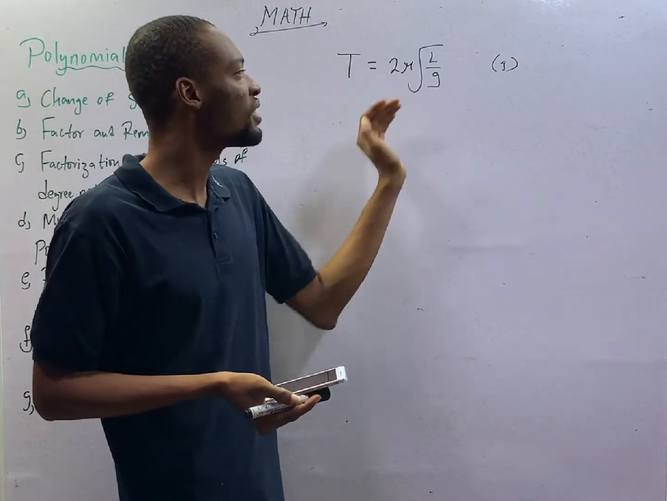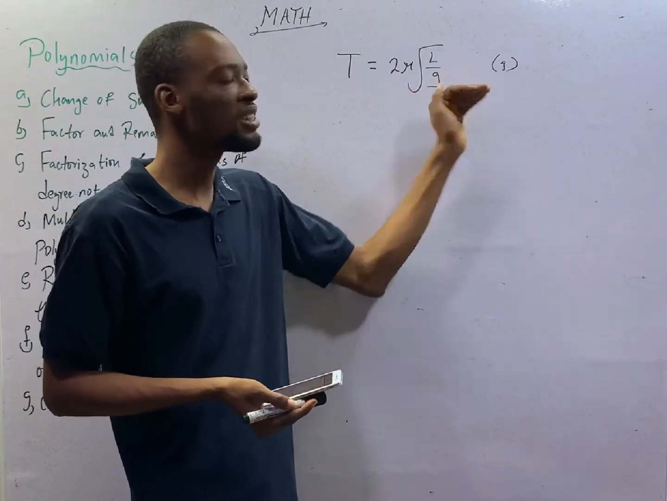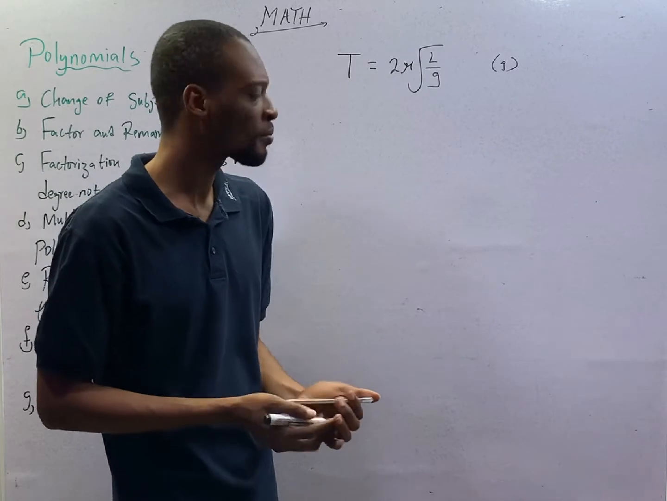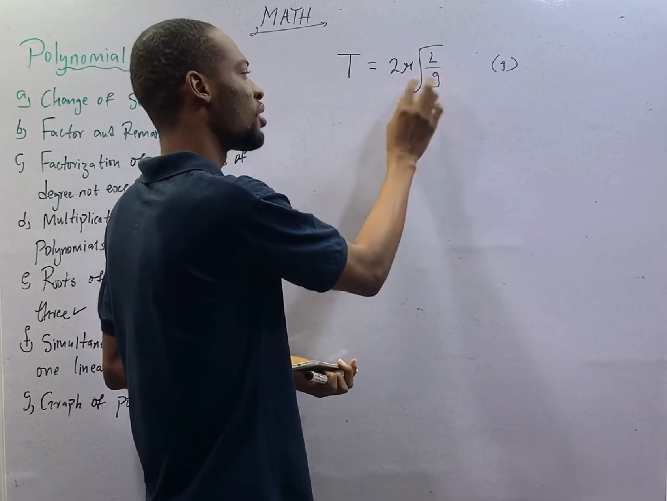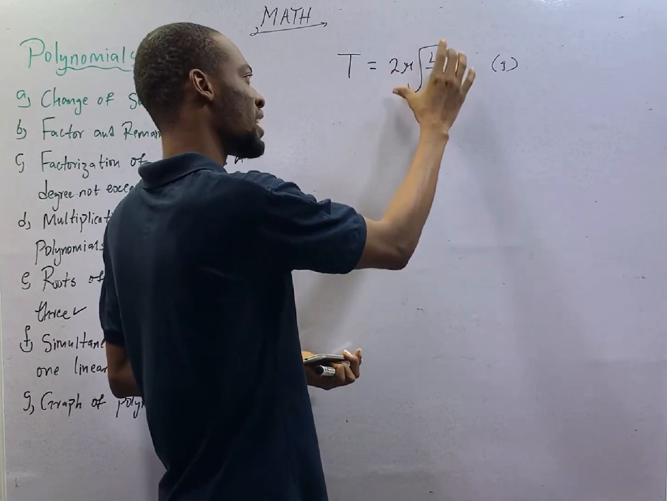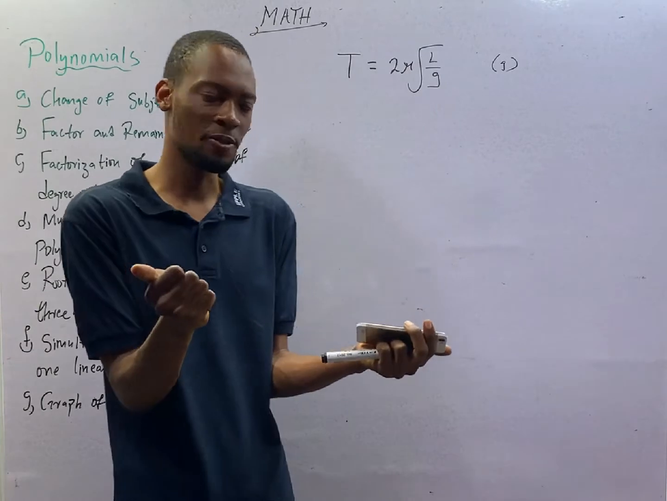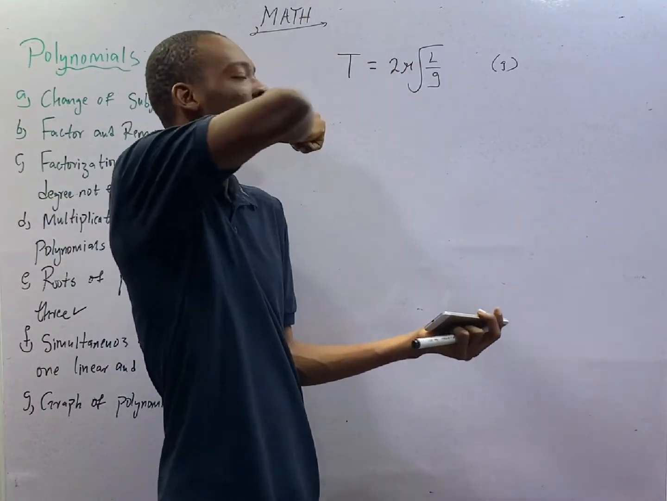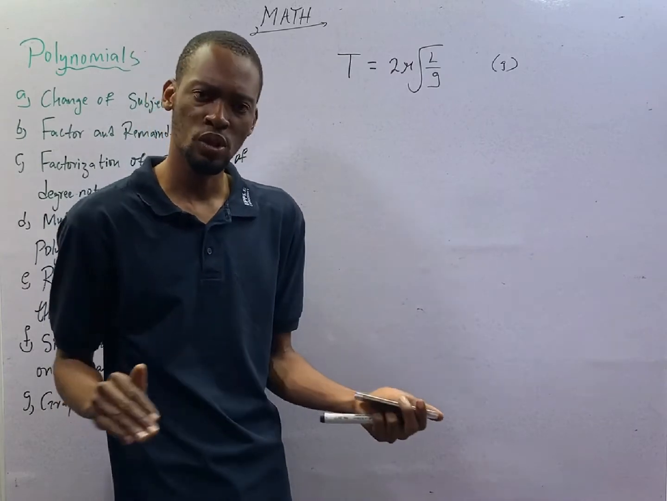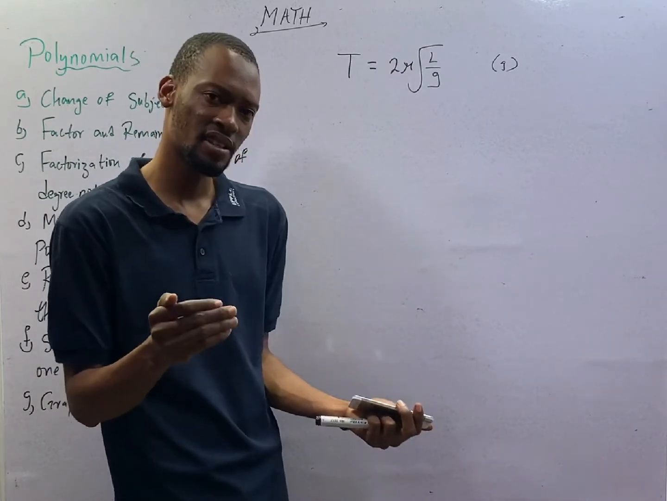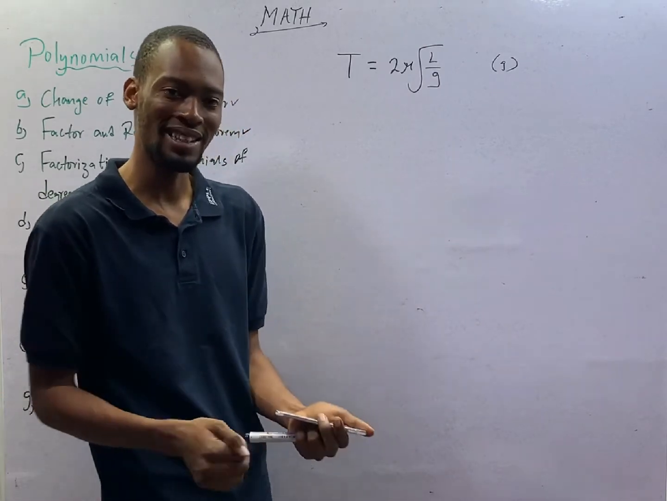We need to start removing distractions, the things that would affect G, so that G gets clearer and clearer. You see that everything here is joined by multiplication: 2 times pi times root L over G. When things are joined by multiplication, you cannot pick one to the other side like that. You can't collect like terms like that. What we can do is divide.